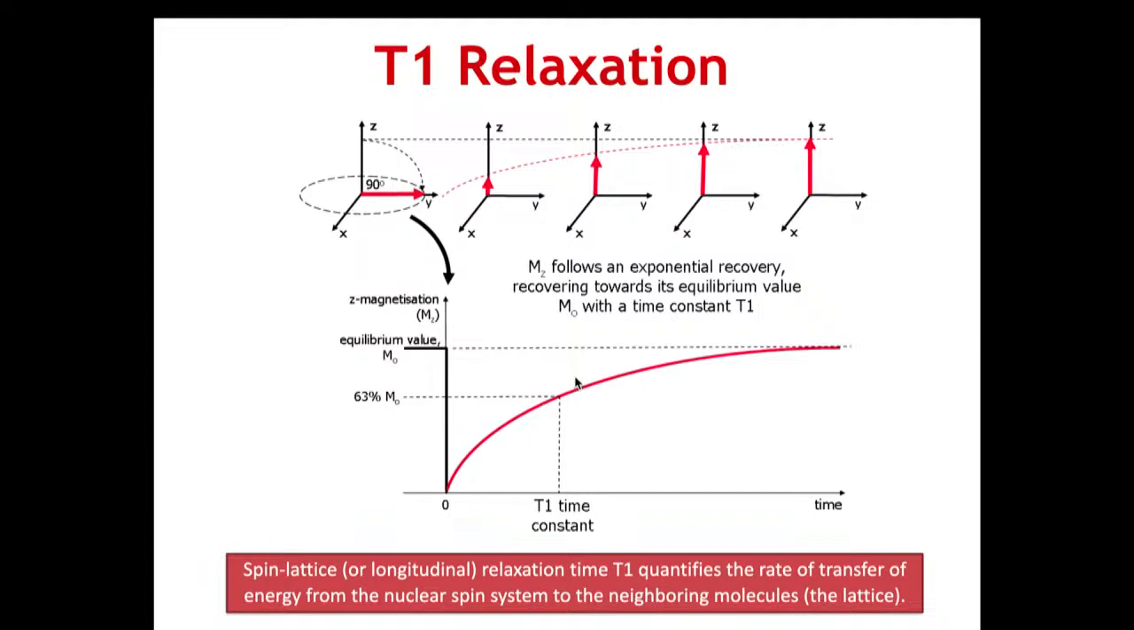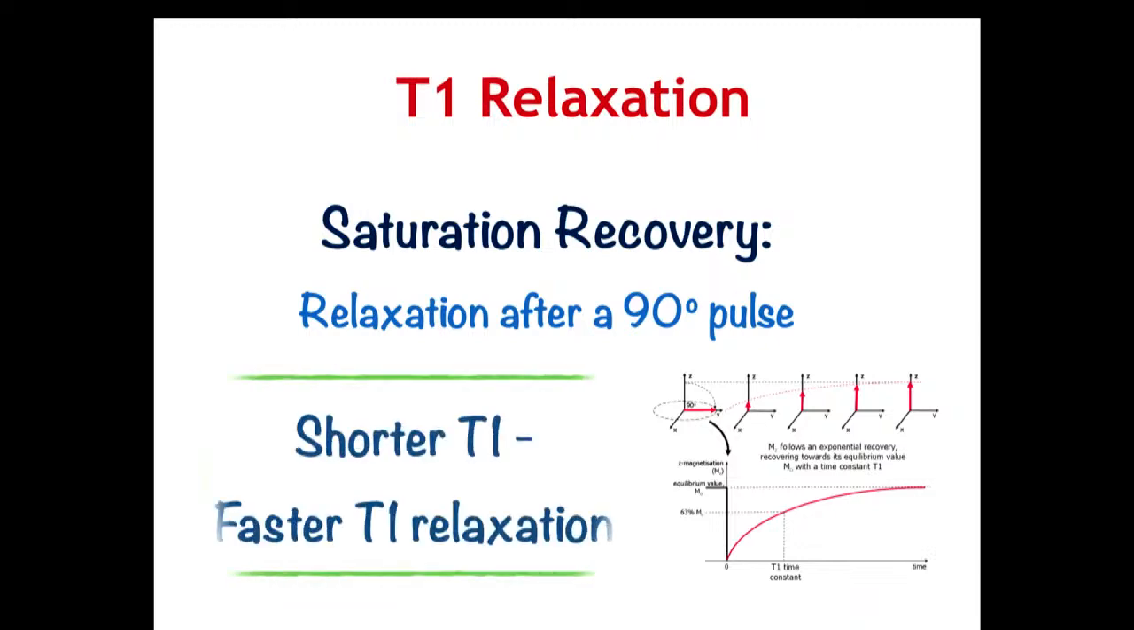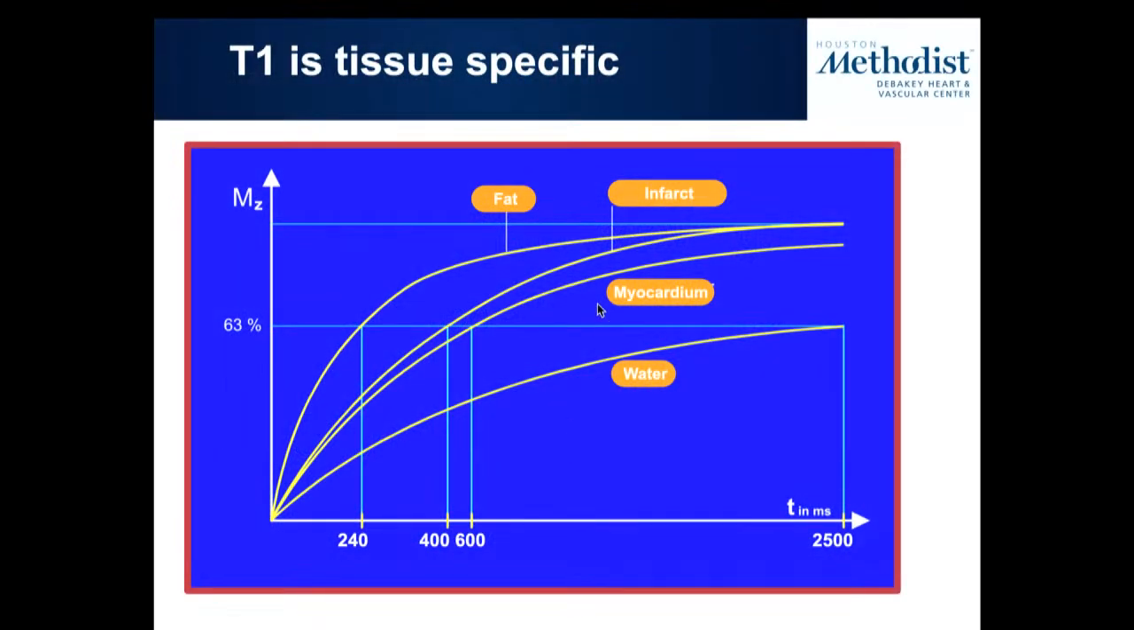But the time at which 63% is regrown, that's a T1 time constant. Okay? That's, again, specific for each individual tissue. And to give you an idea, this is actually showing you the T1 recovery curves for different tissue. Now, you'll notice here, fat is this curve right here, which has the fastest T1 recovery, right?